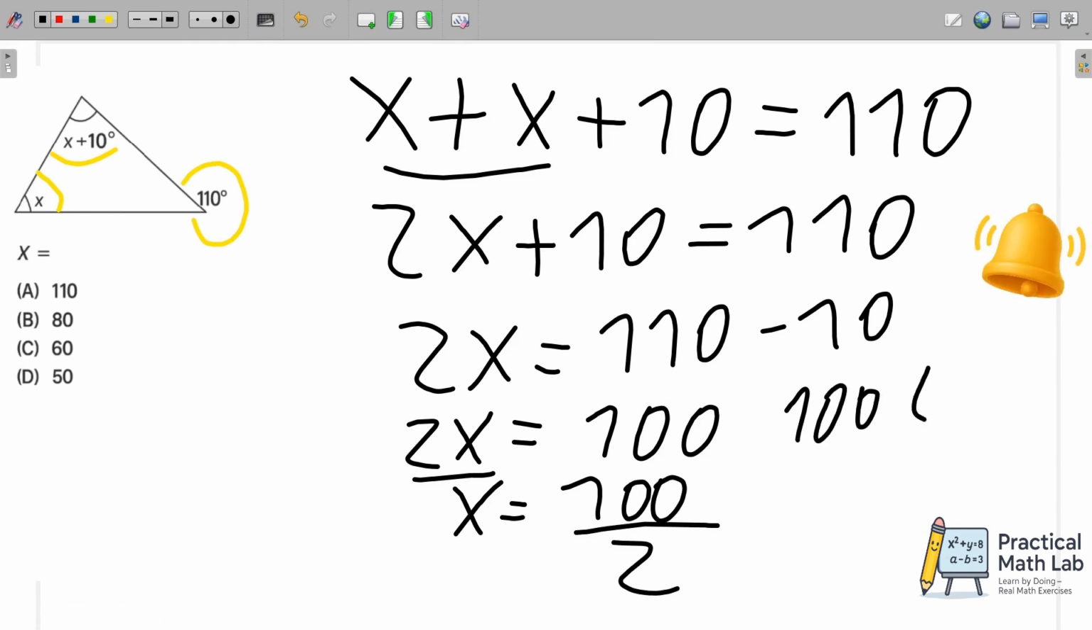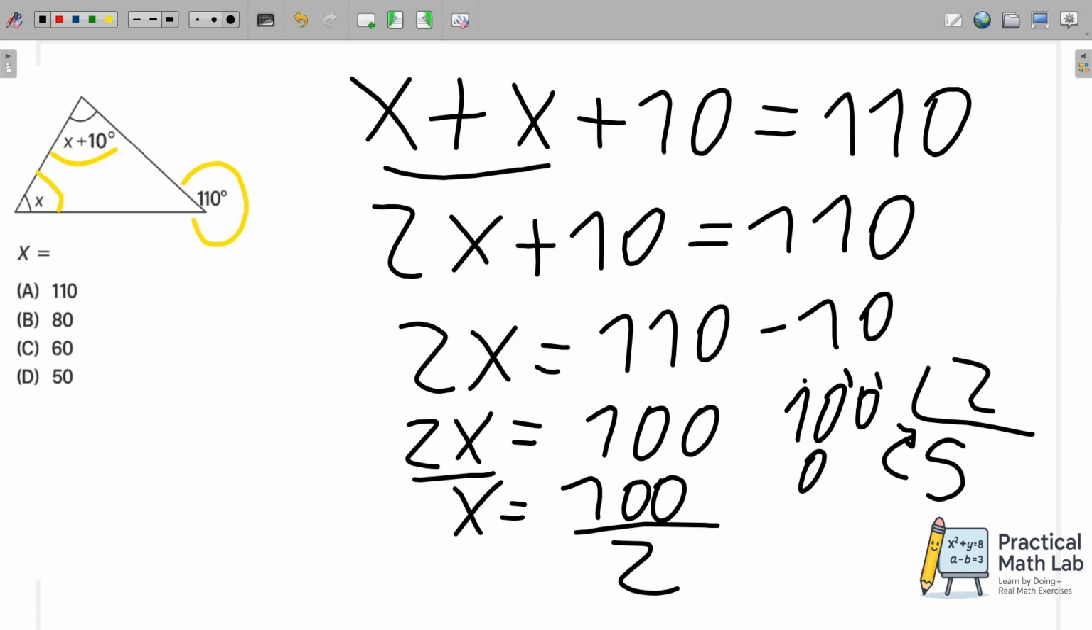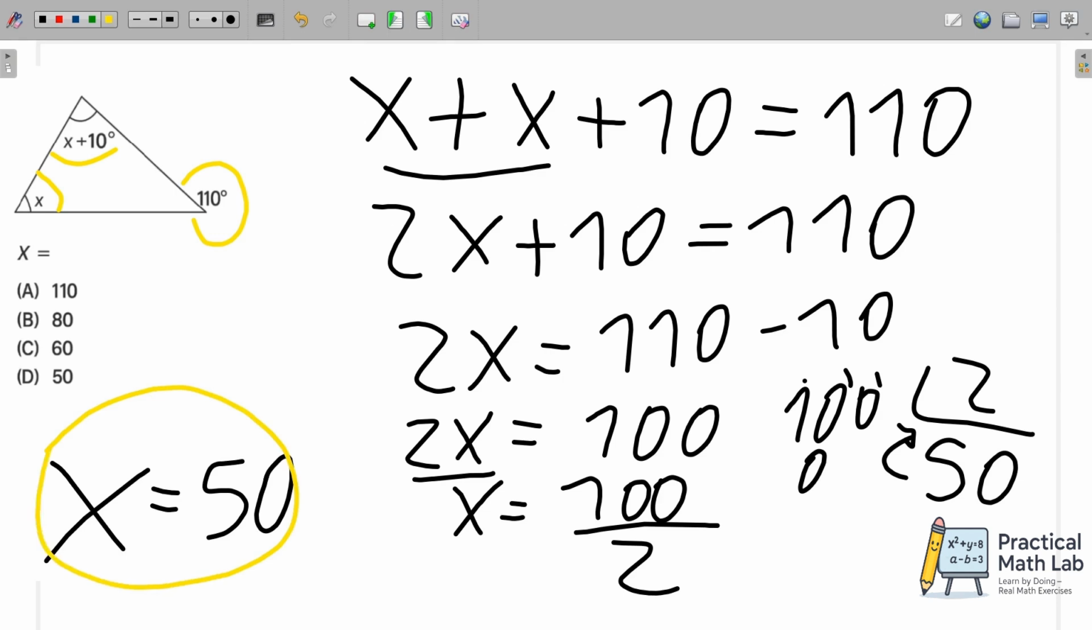100 divided by 2, 1 doesn't divide, so move to the next digit. 10 divided by 2 is 5. 5 times 2 is 10. Subtract and you get 0. How many zeros are left here? 1. So you add 1 zero here. 50. So x equals 50. Now, we found the solution using the exterior angle theorem. So the answer is 50.